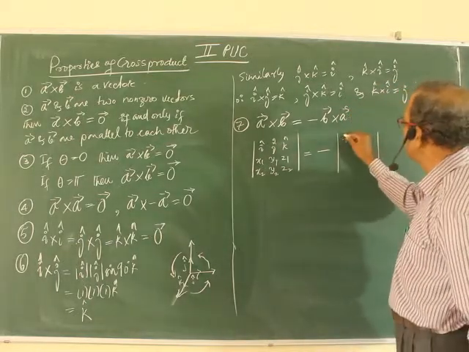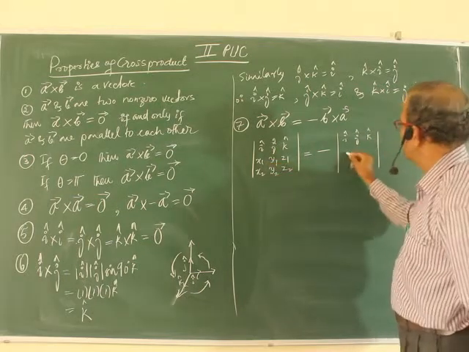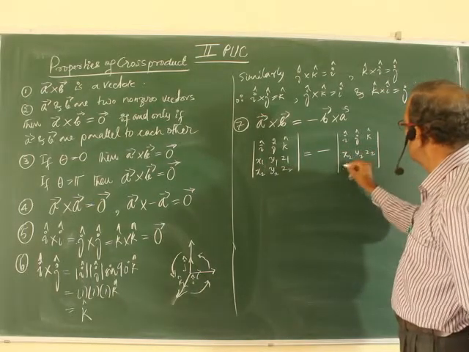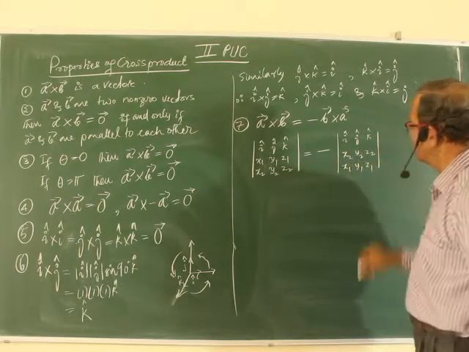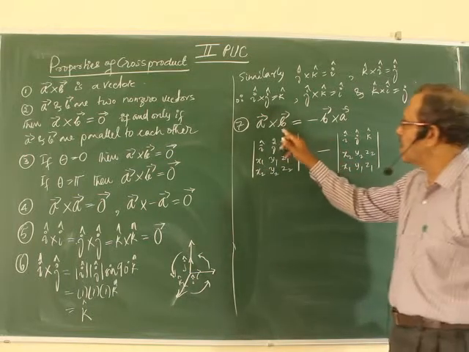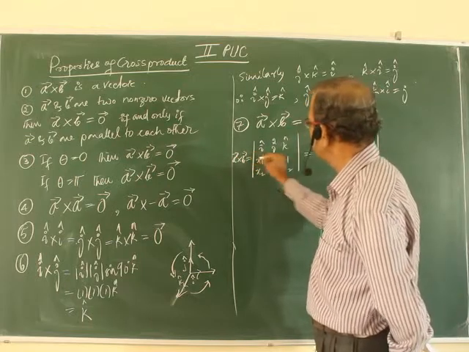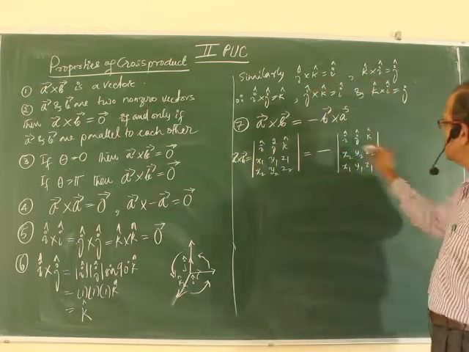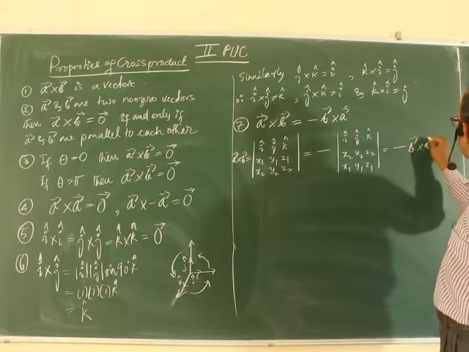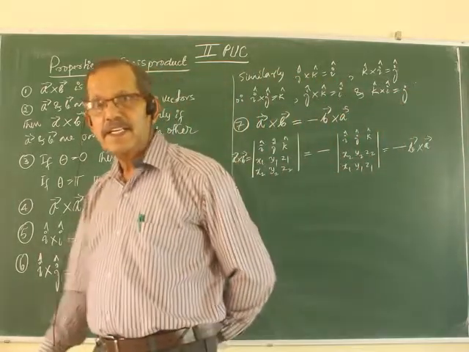So what I am doing is, I am interchanging the second and third row. See? y1, z1. So A cross B is this. A cross B is this one, equal to minus, but this one is B cross A. Now I think you can understand this. It is B cross A.